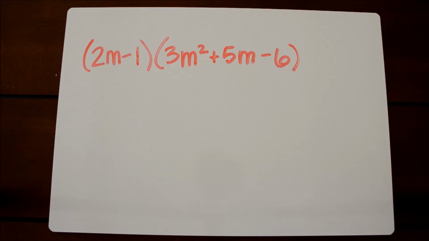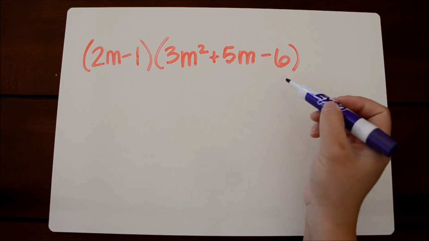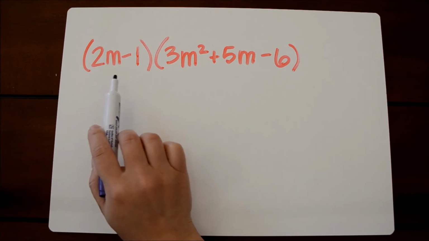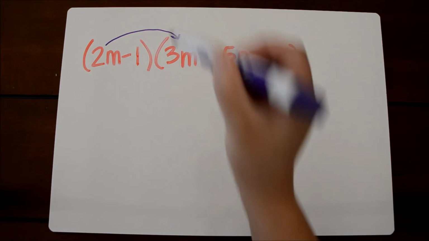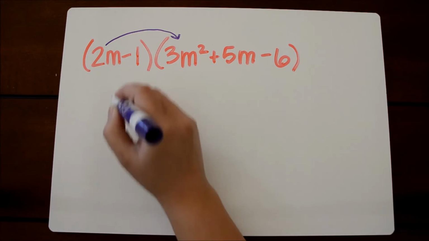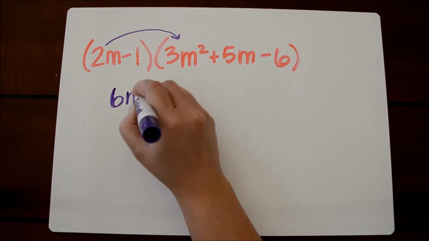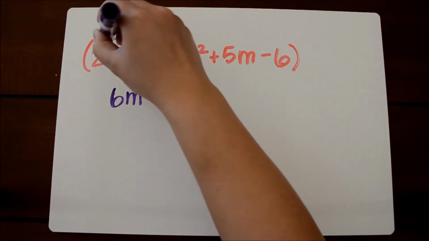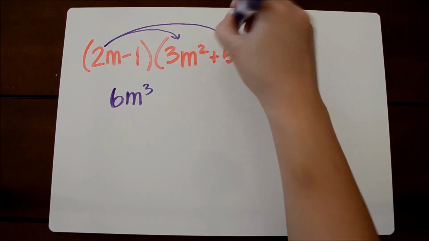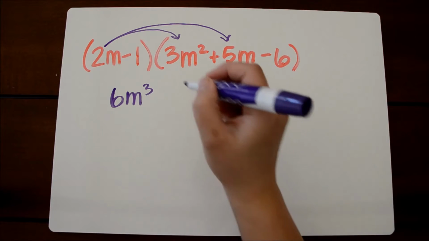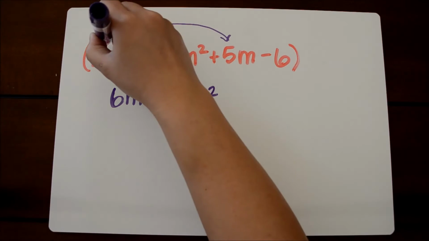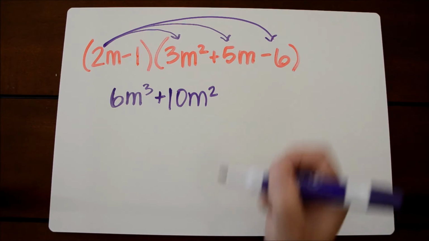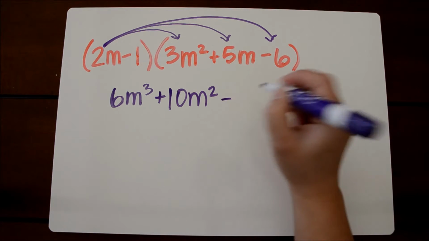Here we have a binomial being multiplied by a trinomial. We're going to distribute 2m to each term and then -1 to each term. So 2m times 3m squared is 6m cubed. And then 2m times 5m is positive 10m squared. 2m times -6 is -12m.